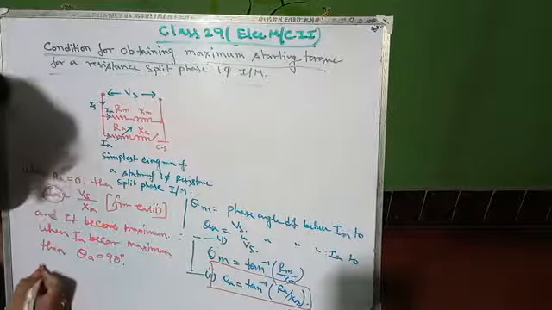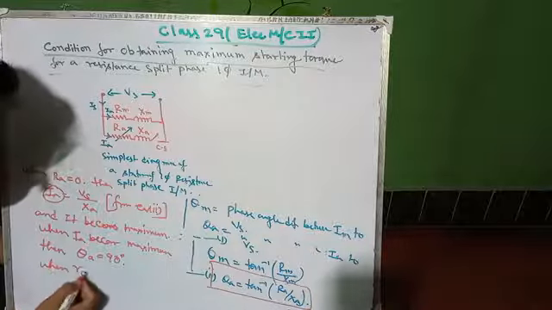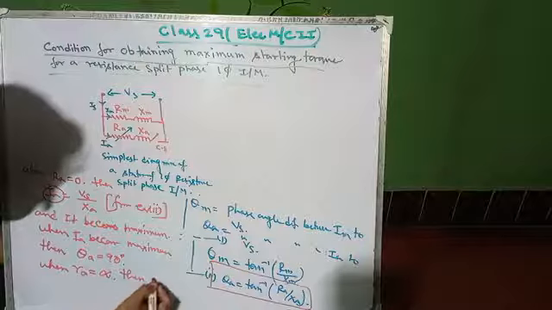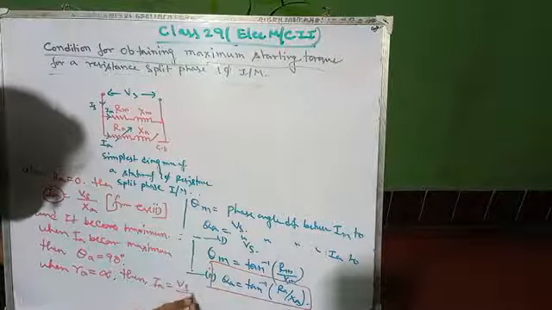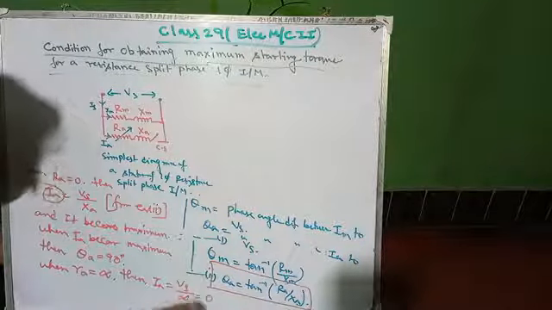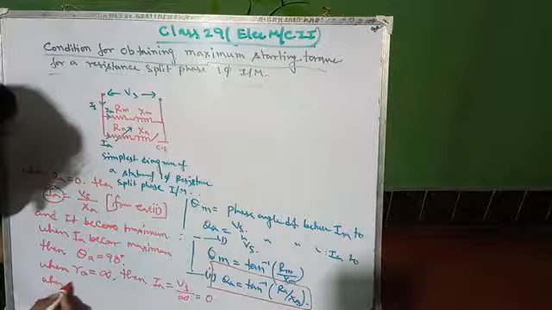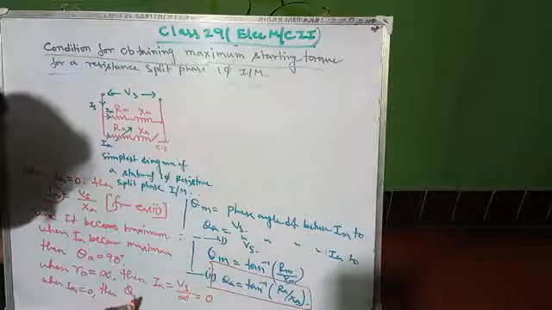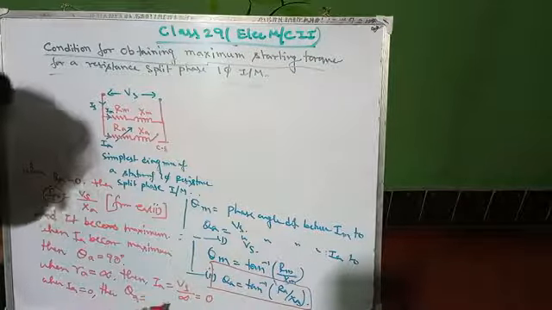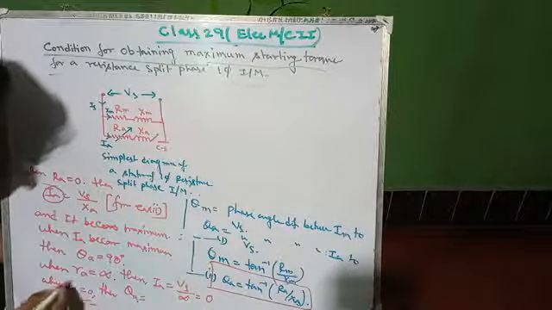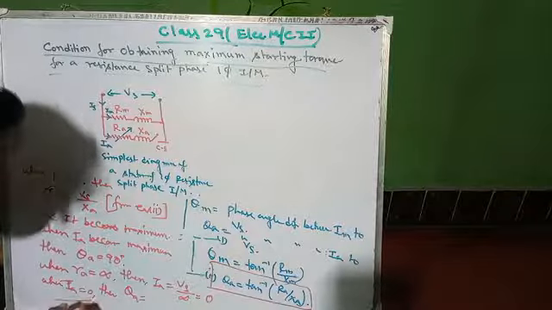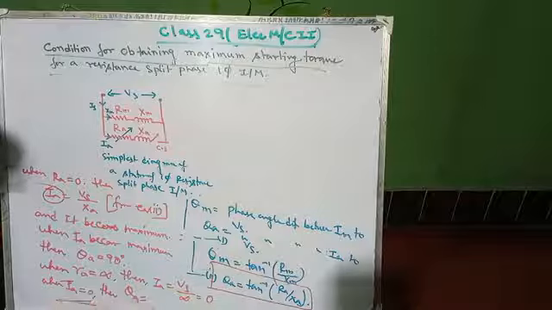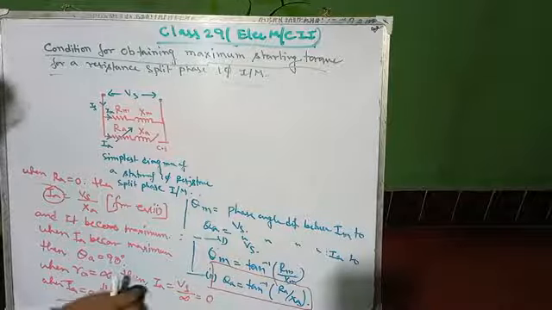And when Ra equals infinity, then Ia equals Vs by infinity, that is 0. So when Ia equals 0, minimum current will flow. Then what happens? There is actually no phase difference, so there is no question about the phase difference.